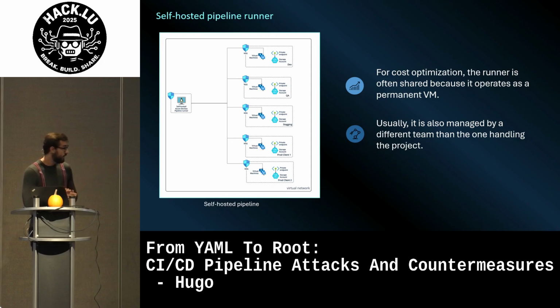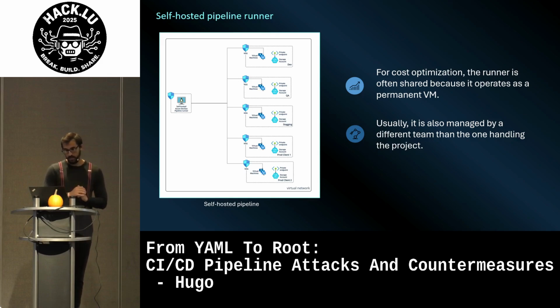First, it's more costly. So what we see a lot in multiple companies is that because it costs a lot, you will have one pipeline that is shared between multiple environments or multiple projects. So if it's the case, if someone succeeds to compromise this pipeline from the dev environment or from the pre-prod environment, it will be able to access the prod environment also.